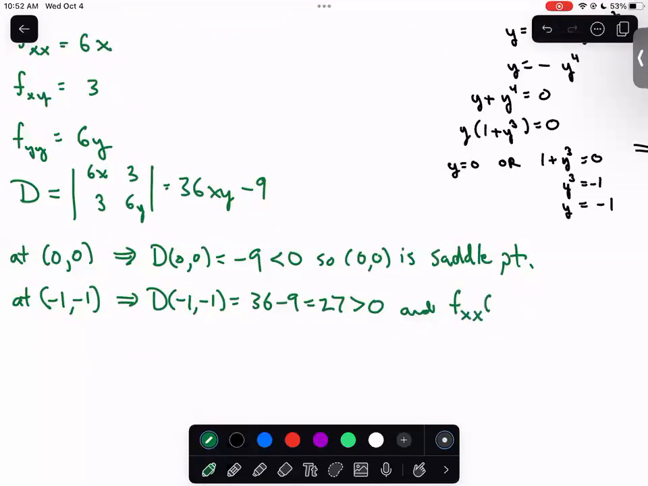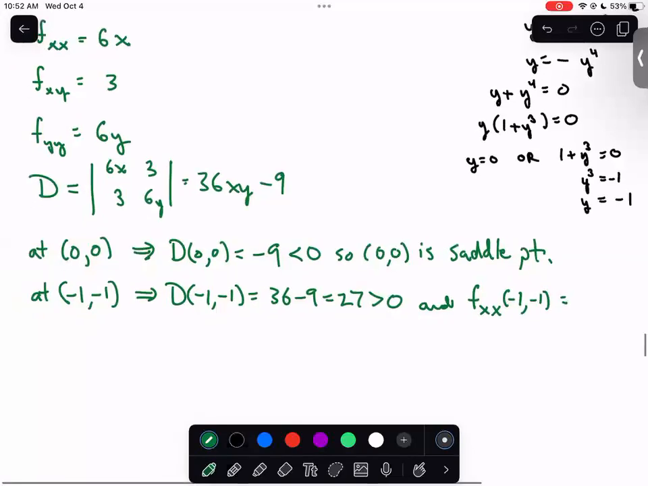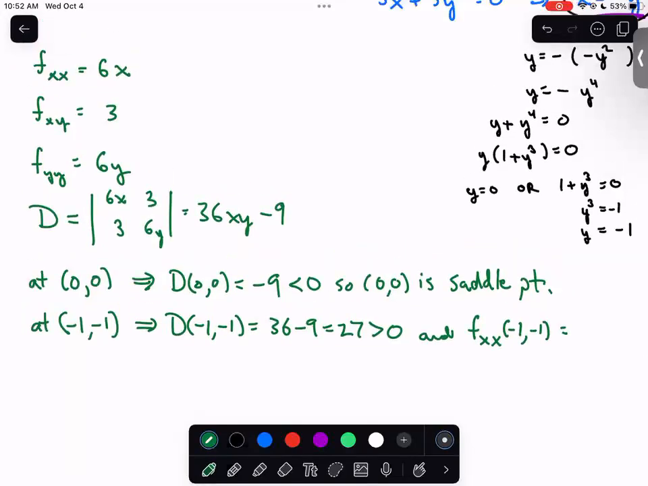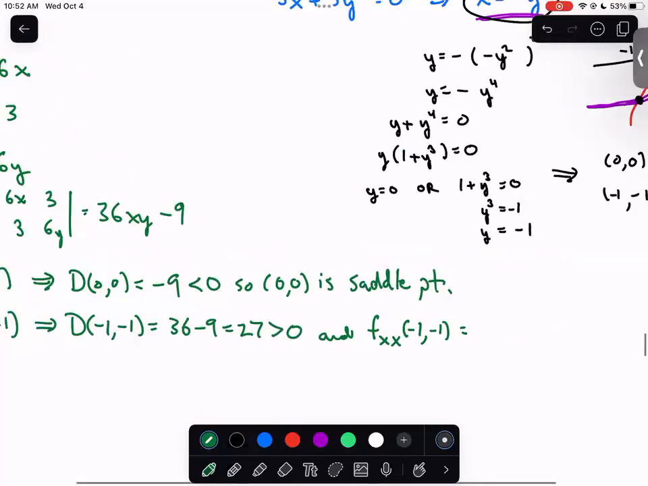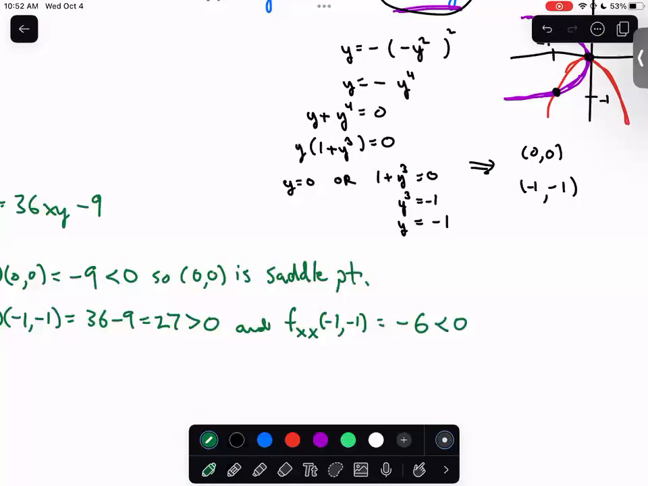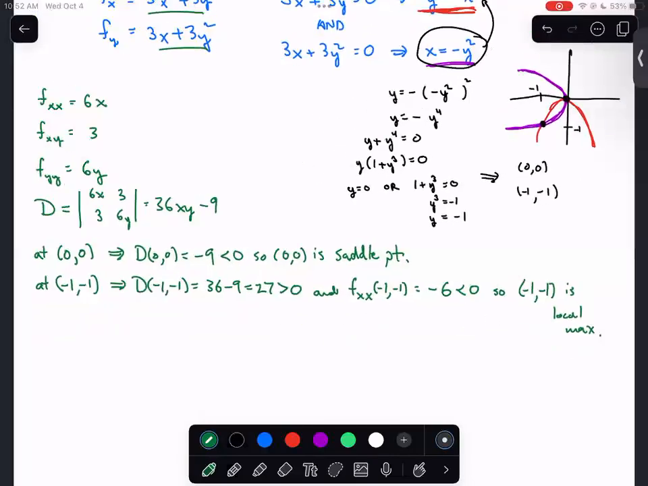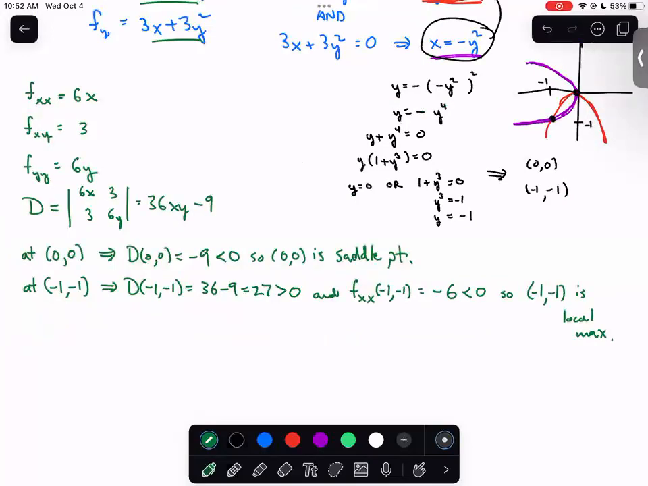f sub xx at -1, -1. So f sub xx is 6x. So that's just going to be 6 times -1, which is -6. This is less than 0, which means that we're concave down. When we're concave down, this is a local max. Notice also, if you wanted to use f sub yy, you would also get -6. And so you would still classify it as a local max.